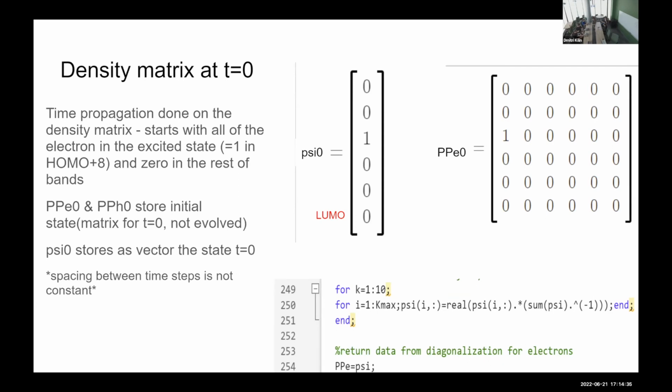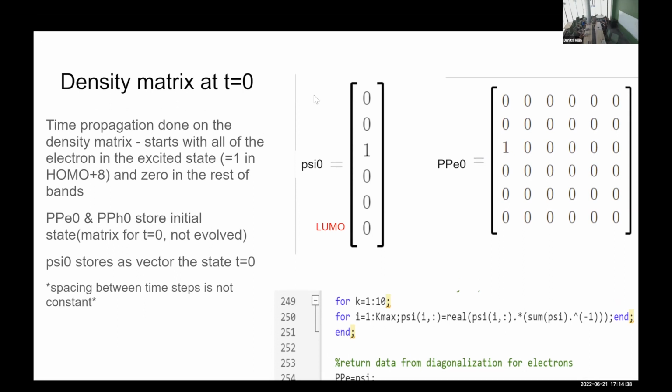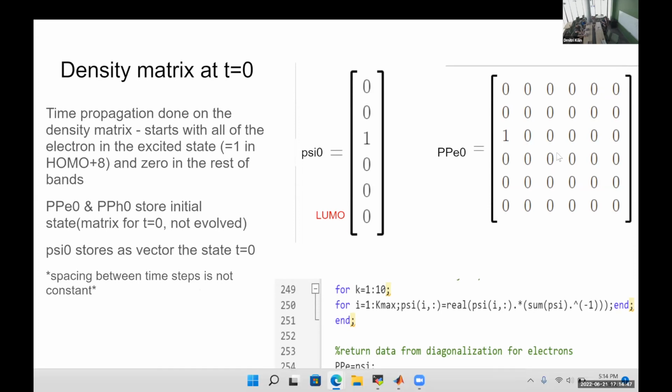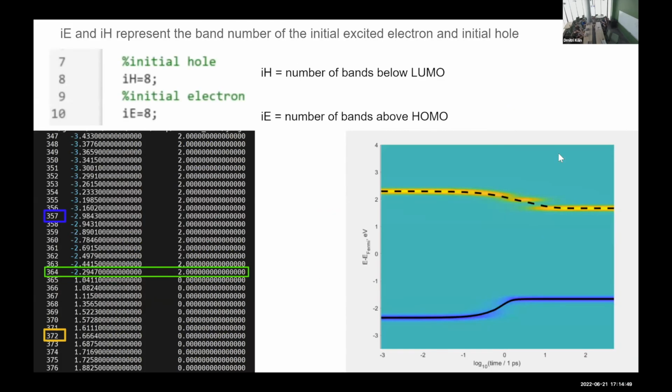We do have a question from Lola in the chat line. How do you decide what to select as your IE and IH? It's a great question. You'll start probably by looking at the oscillator strengths between all combinations of bands that we would get when we calculate the absorption spectra. Then you would want to start looking at the highest oscillator strength transitions. Those will be the most likely states or transitions that you would expect to happen.